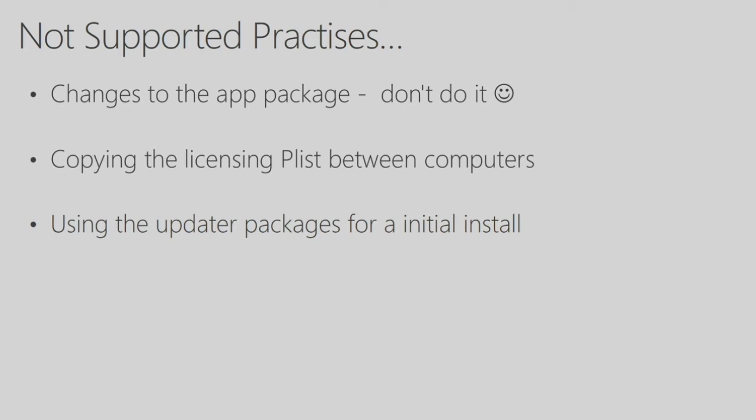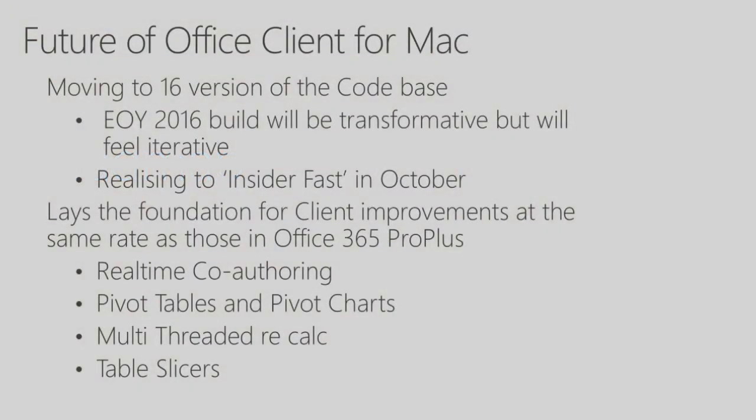Okay, there's just a couple more things I want to talk about before we open up to questions. So the first one is, I think, a really important one, especially when your PowerPoint changes like that: the roadmap for the actual client. And this is something that is brand new. So we are effectively moving the Office client build to the 16 version of the code base, which basically means that the Office for Mac and the Office for Windows code base will be the same. This is designed to be transformative, and I'll get to why in a second, but it's going to feel iterative, and this is actually releasing to Insider Fast in October.